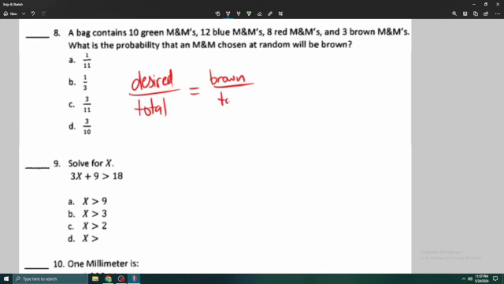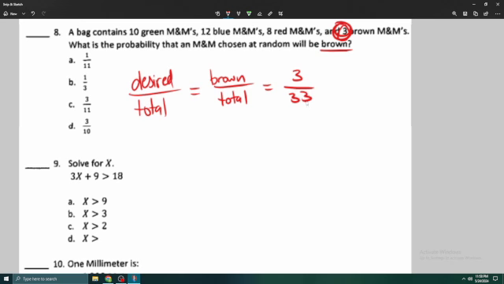And we still just need to find our total, but our total is easy to find. We can just add all these numbers up. 10 plus 12 is 22, 22 plus 8 is 30, and 30 plus 3 is 33. So that goes in the denominator. And then if we're asking, well, how many of these will be brown? There are 3 brown, right? So let me get rid of all these other ones because we're only interested in that 3.